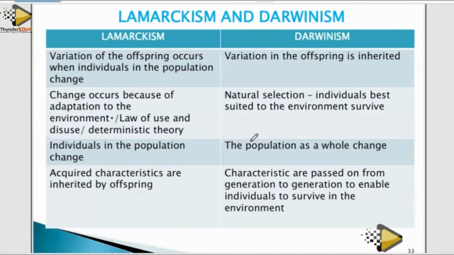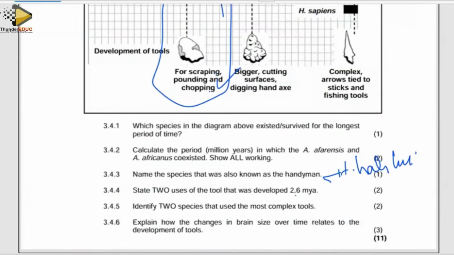Variation among offspring occurs when individuals in a population reproduce. Here, the whole offspring show variation. The variation is basically what you obtain from your offspring. Here I talk about only one individual changing, while here the whole population changes. So at least make sure that you know at least two points in that regard.